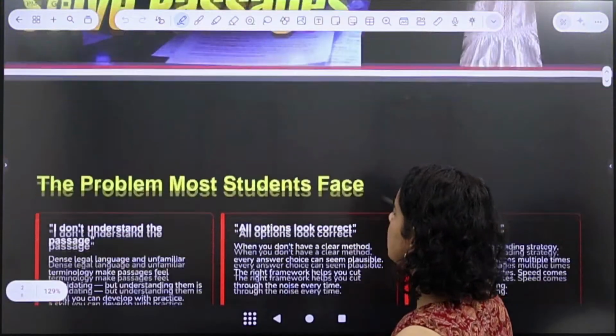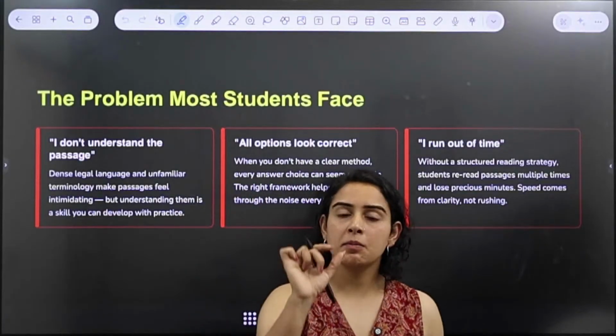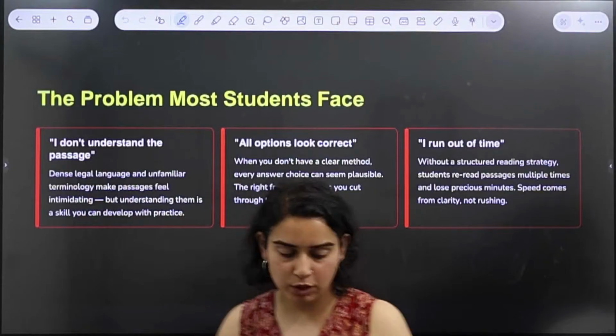I'll try to keep it really crisp so that you get most value in less number of time. You do not have to waste a lot of time thinking and wondering what's happening.